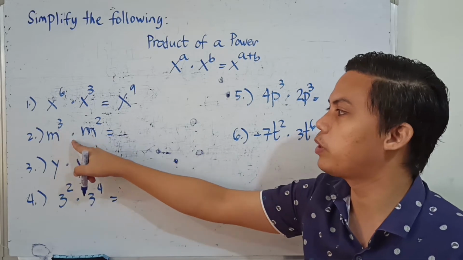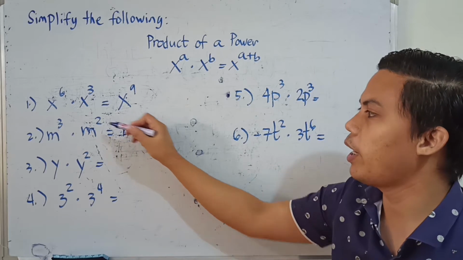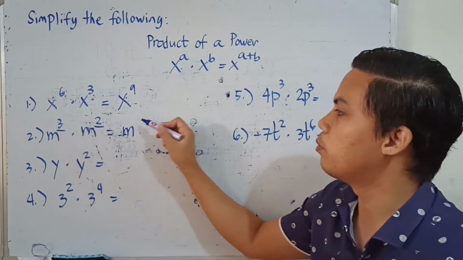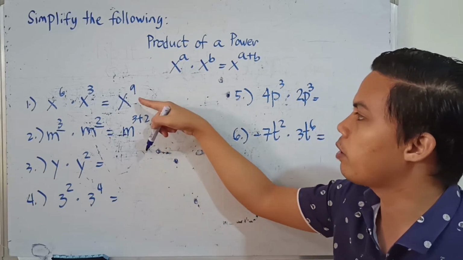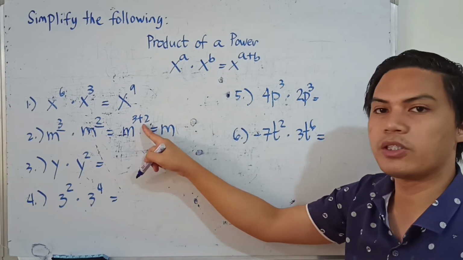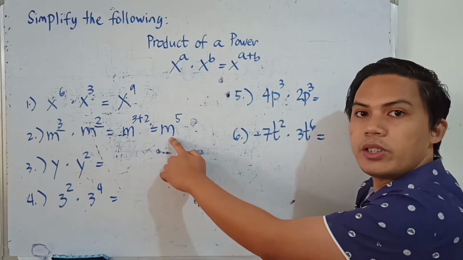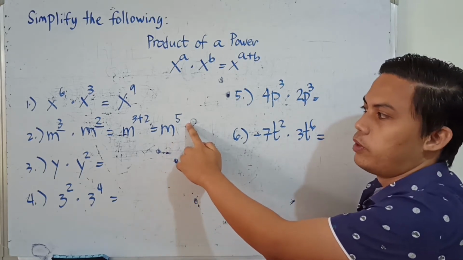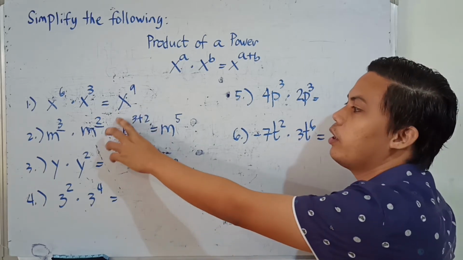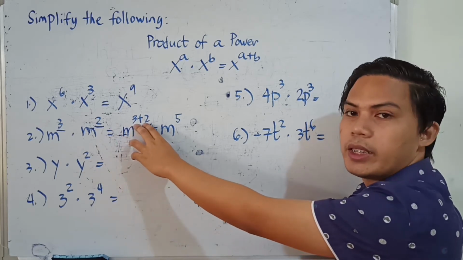Next, m cubed times m squared. So, again, copy natin yung base and i-add lang natin yung kanilang mga exponents. So, 3 plus 2. Pwede natin isang sulat, o gaya sa number 1, diretso na nasagot. So, m raised to 3 plus 2. 3 plus 2 is equal to 5. Therefore, our final answer is m raised to 5. Okay na hindi nyo siya isulat, pero kung nagsisimula pa lang kayo, pwede nyo siyang gamitin as guide para alam niyo na yung dalawang exponents yung ina-add natin.